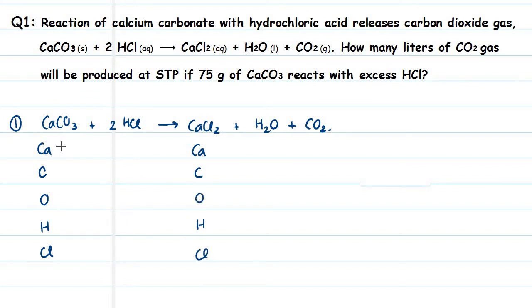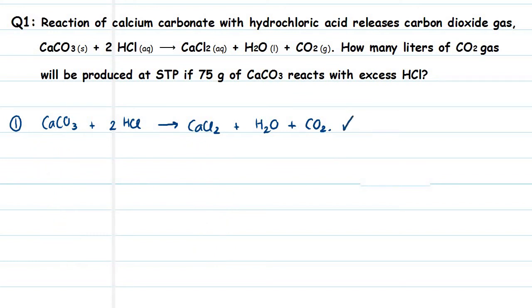Now we check. On the left, we have 1 calcium, 1 carbon, 3 oxygen, 2 hydrogen, and 2 chlorine. And on the right, we have 1 calcium, 1 carbon from carbon dioxide, 3 oxygen because 1 is from water and 2 are from carbon dioxide, and then 2 hydrogen from water and also 2 chlorine from calcium chloride. So once all the elements match, we can confirm that this reaction is balanced.